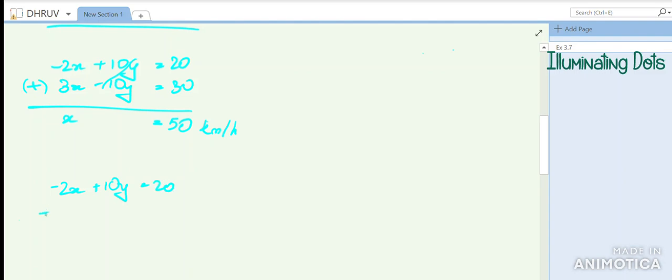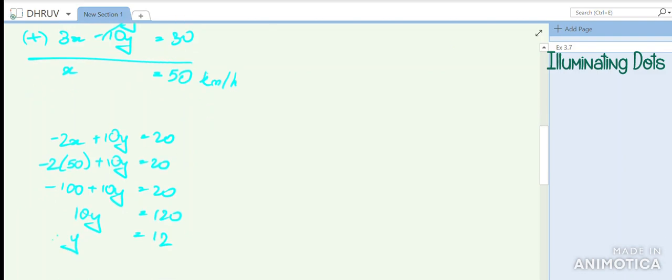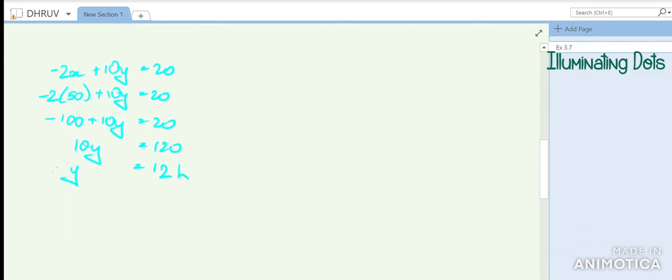So minus 2 into 50 plus 10y is equal to 20. So minus 100 plus 10y is equal to 20. Therefore 10y is equal to 120. Therefore y is equal to 12. I removed 10 from both the sides. So I got the value of y as 12 hours, that is, time is 12 hours.